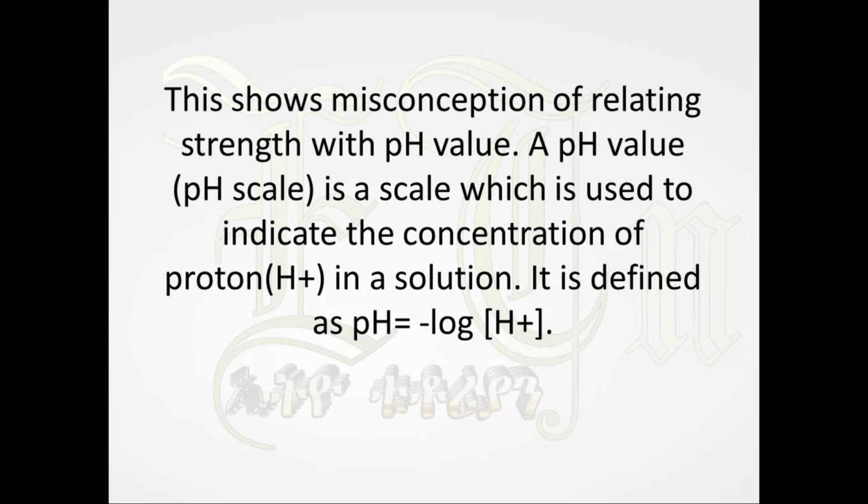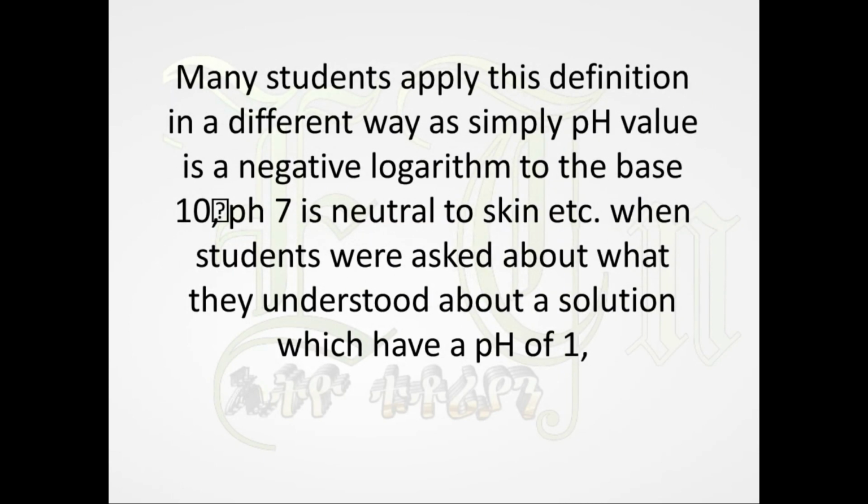The pH scale is a scale which is used to indicate the concentration of protons, H+, in a solution. It is defined as pH = -log[H+]. Many students apply this definition in a different way, as simply that pH value is the negative logarithm to the base 10, pH 7 is neutral to skin, etc.